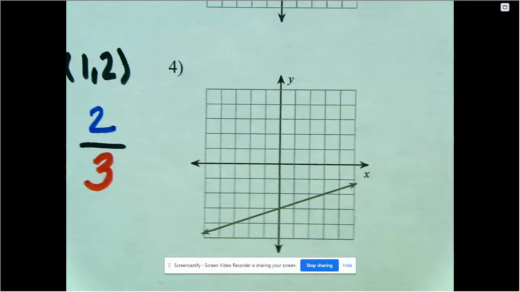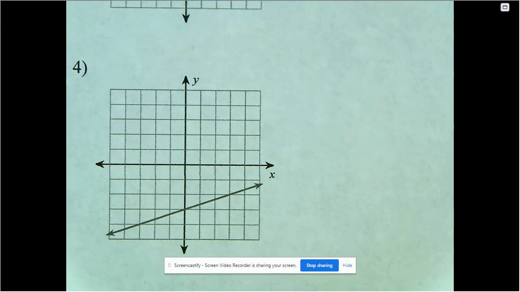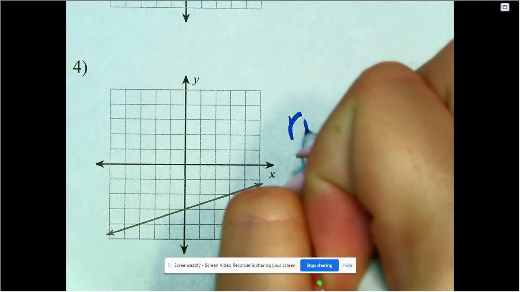Okay, now let's take a look at number 4. For number 4, you also need a rise over run.